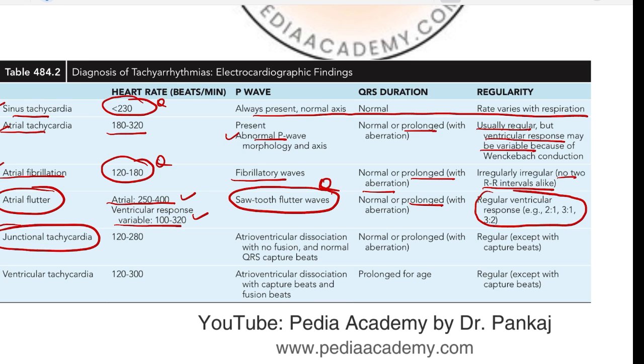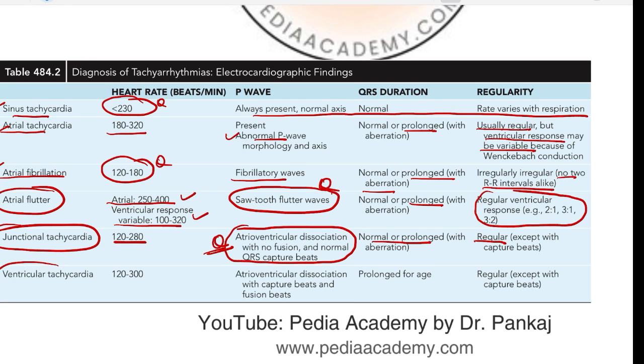Next entity is junctional tachycardia. In this junctional tachycardia, the heart rate will be 120 to 280. Just remember, P wave: atrioventricular dissociation with no fusion and normal QRS capture beats. Very much important. This statement can be asked in exam. What are the P wave characteristics of junctional tachycardia? QRS duration is normal or prolonged, and regularity is generally regular.